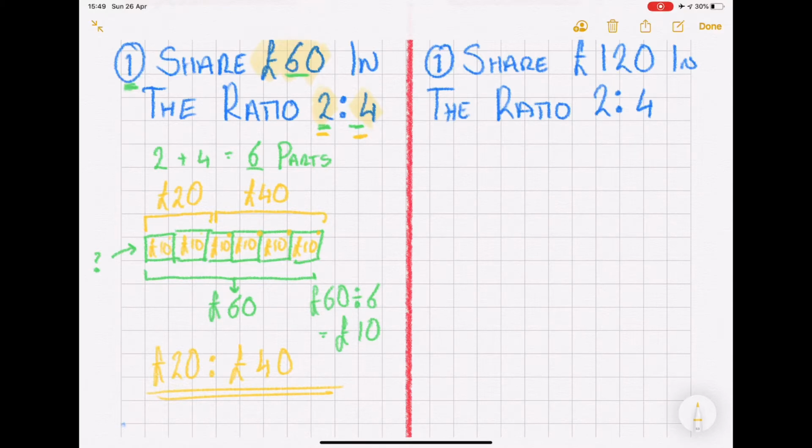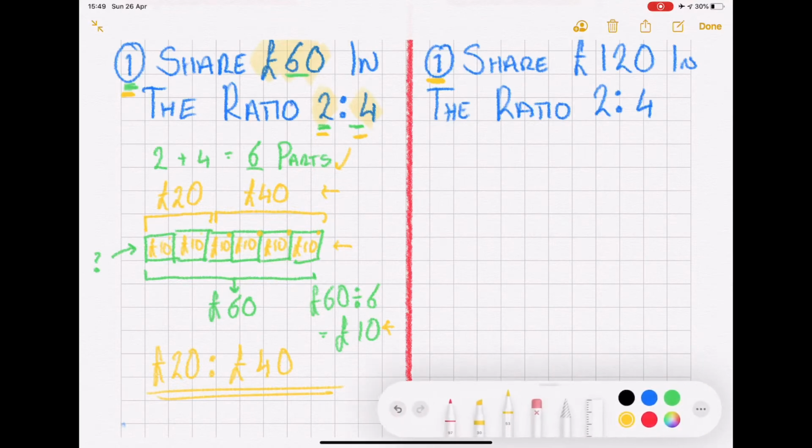So, first step is work out how many parts there are in total. And then second step, draw out the number of boxes. Third step, find out how much each box is worth. And then fourth step, find out how much each of the parts are worth. Okay, so what I would do is pause the video here, copy down the working for this left-hand example, and then have a go at this right-hand example over here. And then play the video once you think you've got an answer. And I'll go through it with you.